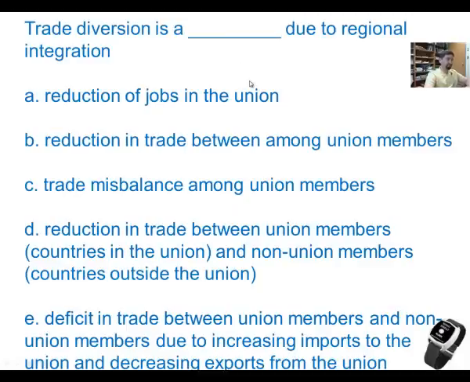Now, here's a question for you to make sure that you understand what trade diversion is. And obviously the answer is, it is a reduction in trade between the union members, countries in the union like NAFTA, and non-union members, countries outside the union, like for example Japan in this case.